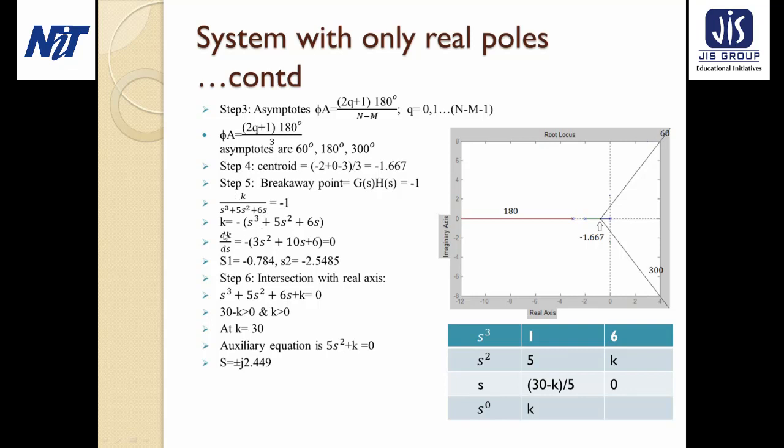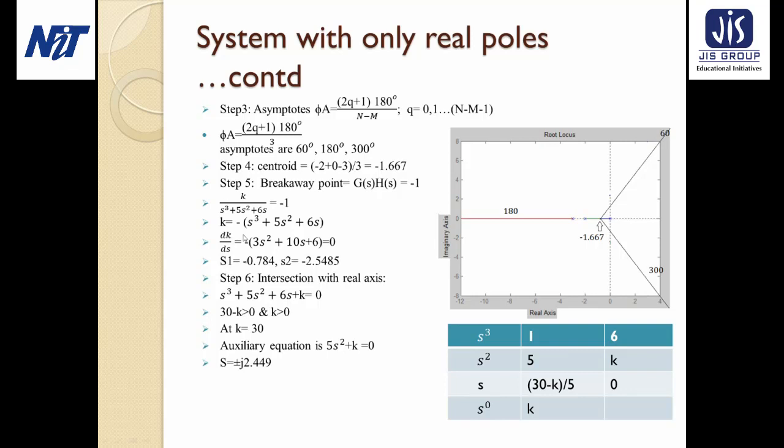So, we can write that K equal to minus (s cubed plus 5s squared plus 6s). Next, we are differentiating this with respect to s, and we are getting minus (3s squared plus 10s plus 6) equal to 0. So, now we need to find dK/ds equal to 0, and the solution of dK/ds equal to 0 gives us the breakaway point.